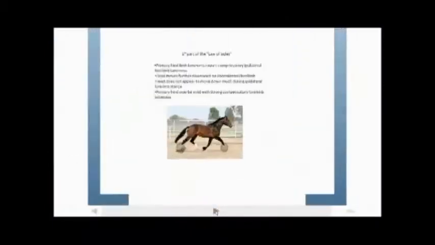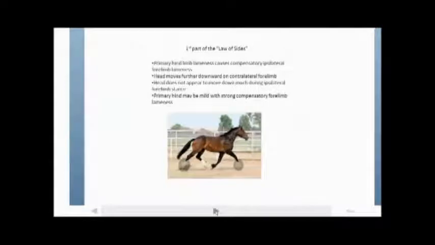The first part of the law of sides states that primary hind limb lameness will cause compensatory, false, ipsilateral forelimb lameness. During weight bearing in the diagonal, including the lame hind limb, weight is shifted forward, causing the head to move further downward. This makes it appear that the horse does not move the head down on the forelimb ipsilateral to the lame hind limb.